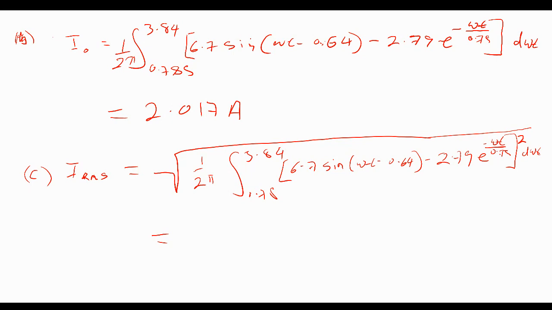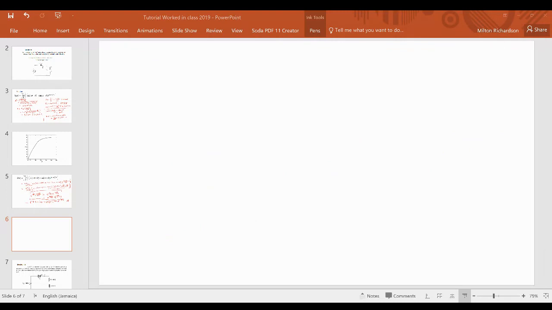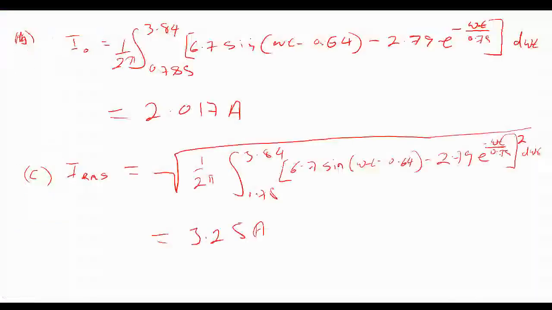I got, huh? 3.25. All right. Who typed something? Yes, it is Joseph. 3.24. All right, about the same thing. All right, so good.